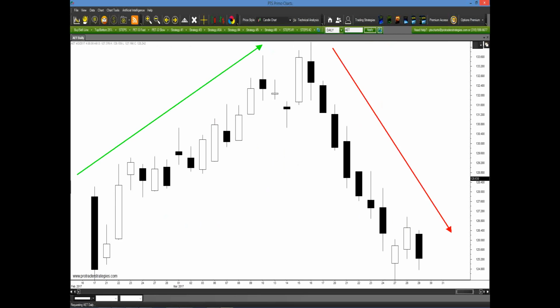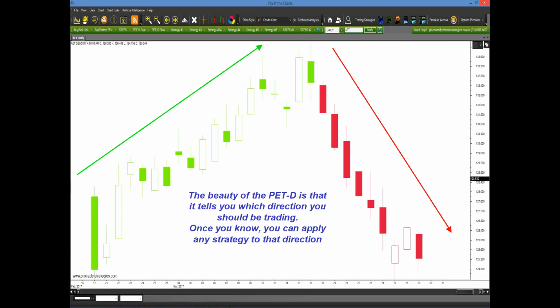So all you have to do is simply add the PET-D. Once again, the PET-D colors the bars green if you're in a short-term uptrend, and colors the bars red if you're in a short-term downtrend. Now, the PET-D is not a system. It's not a trading strategy. But the beauty of the PET-D, as you see here, is that it tells you which direction you should be trading. Once you know that, you can apply virtually any strategy, any technique, any method to that direction, and we strongly feel it will increase your odds for consistency.